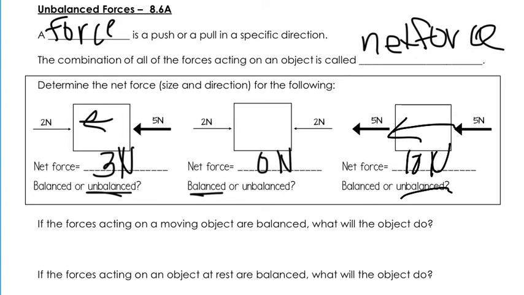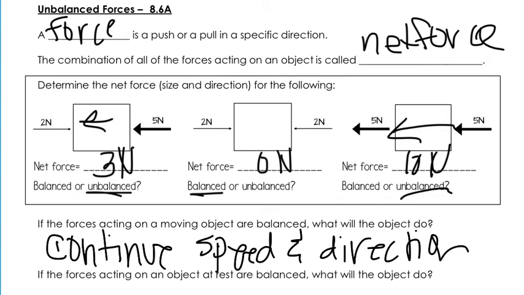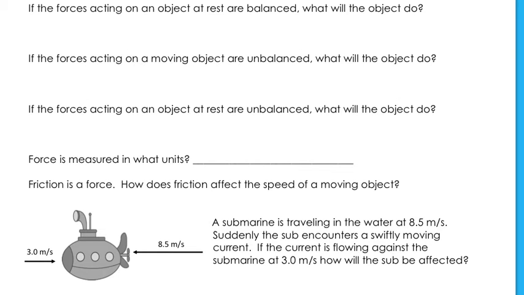If the forces acting on a moving object are balanced, what will the object do? The object is going to continue with the same speed and direction, unless something acts upon it. So it's going to keep going the same speed in the same direction. If the forces acting on an object at rest are balanced, what will the object do? So if the object is at rest, it's going to remain at rest.